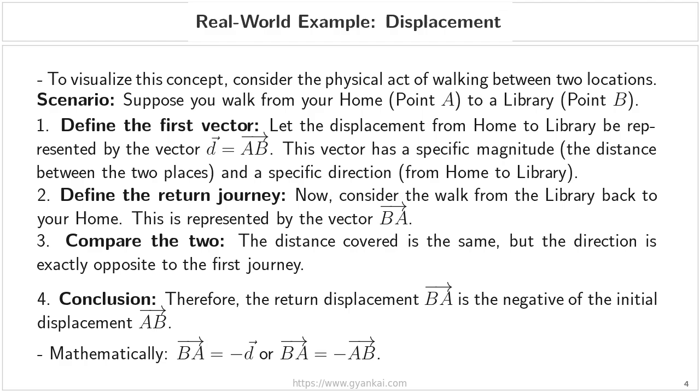This brings us to our conclusion. Because the magnitude remains unchanged but the direction has flipped, the return displacement, vector BA, is mathematically the negative of your initial displacement, vector AB. In mathematical terms, we can write this as vector BA equals negative vector D, or more simply, vector BA equals negative vector AB. As we will see in the next slide, it is very important not to mistake this negative sign for a negative distance, but rather to see it as a complete reversal of your path.